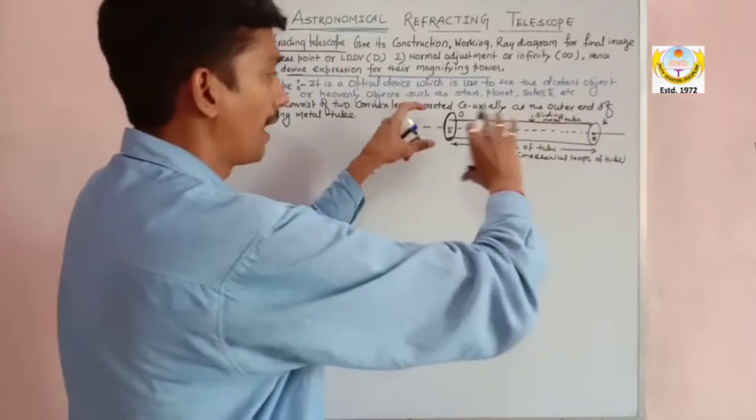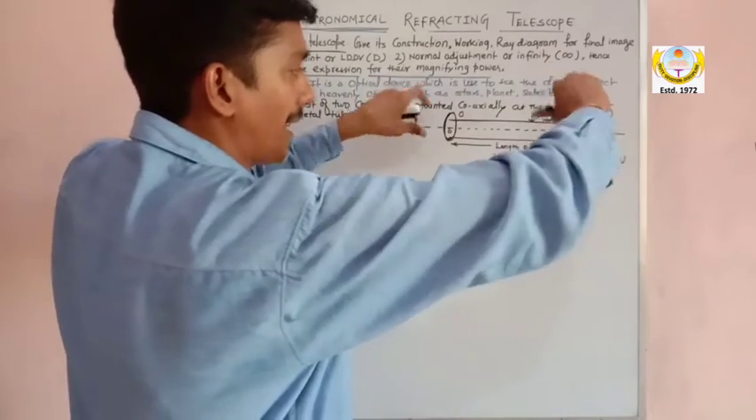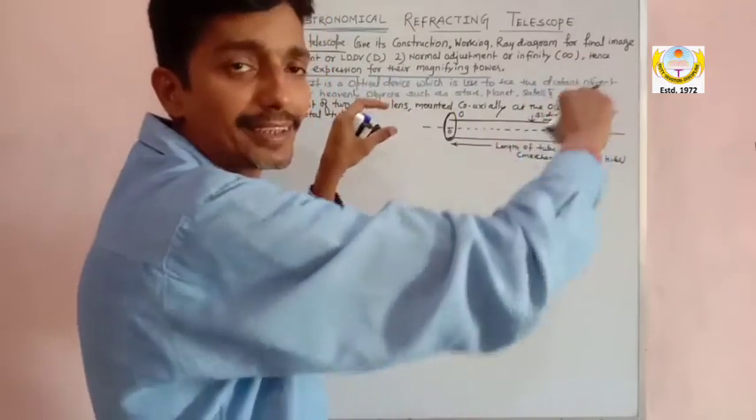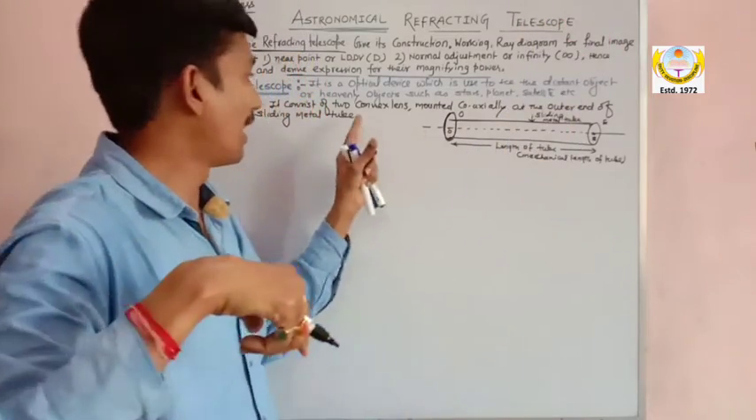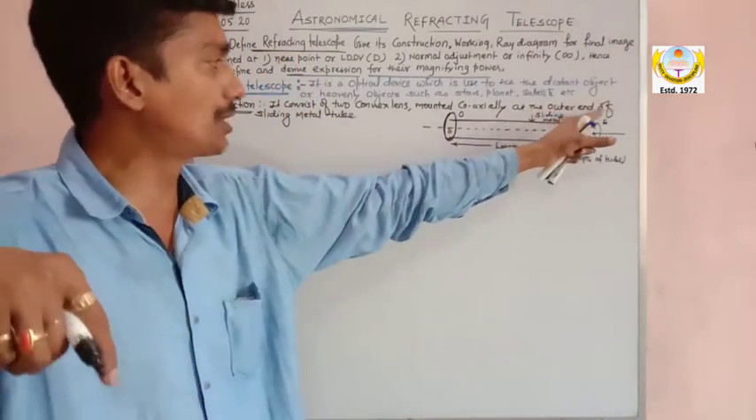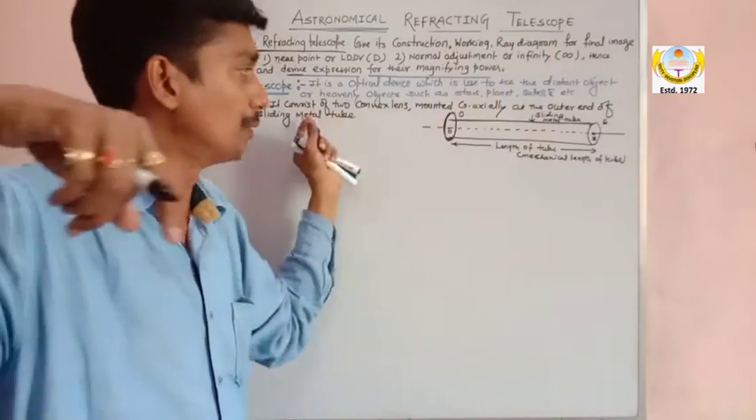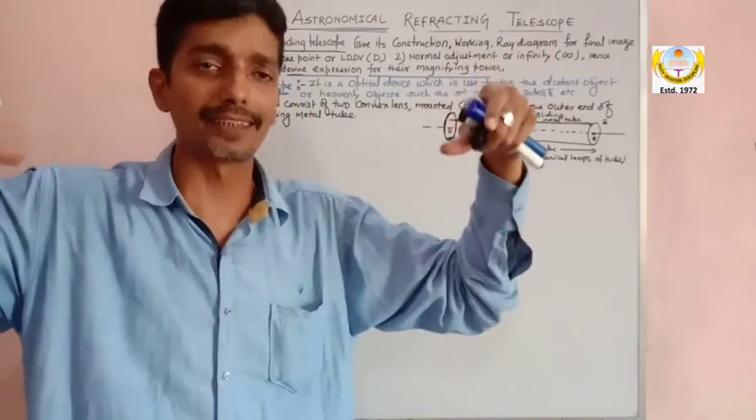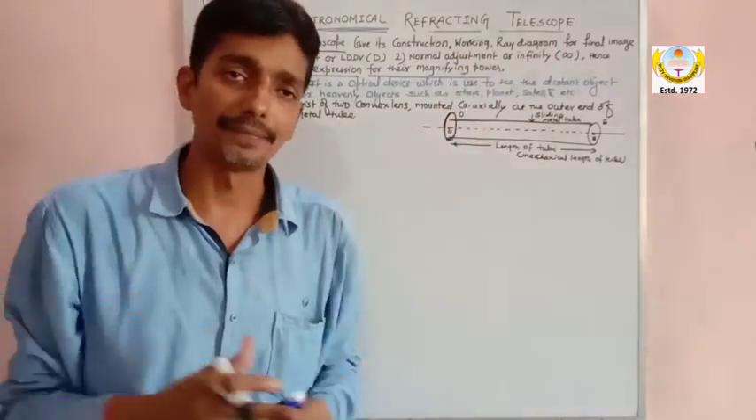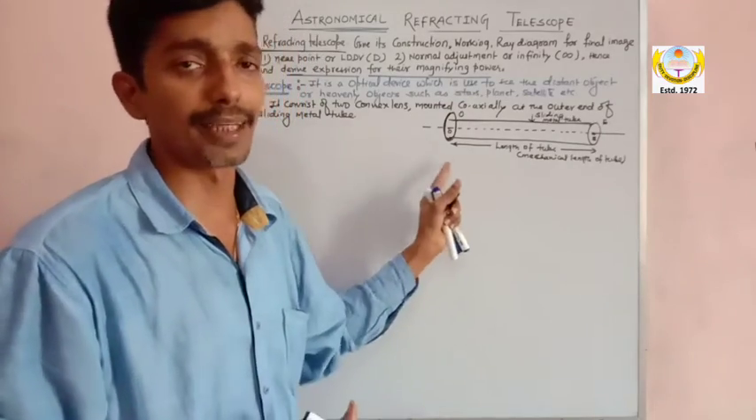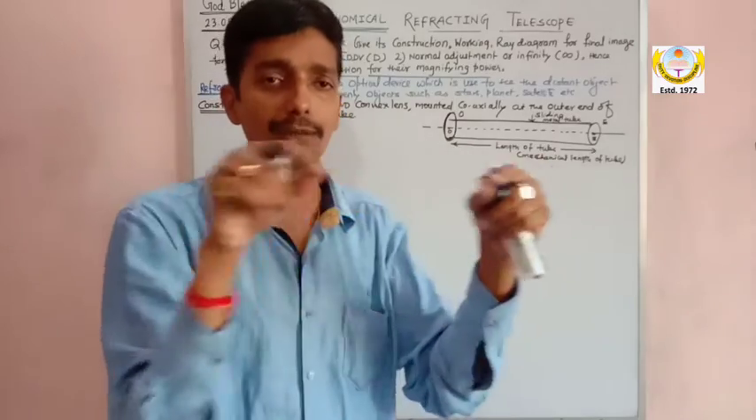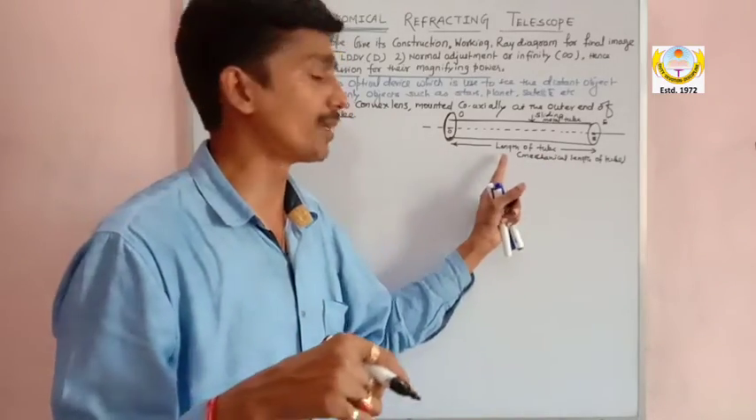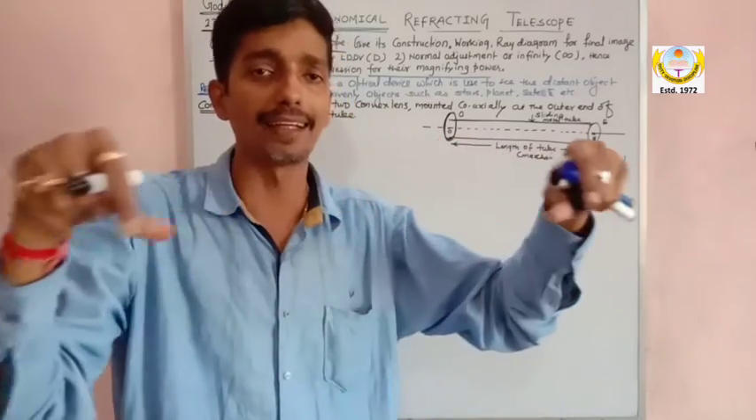So I have taken the sliding metal tube and I have mounted these two lenses, objective and eyepiece, coaxially at the outer end of the metal tube. And what is the name of the lenses? Objective and eyepiece. Now, my dear, if I ask you what is the distance between objective and eyepiece, that is called the length of tube, the mechanical length of tube.